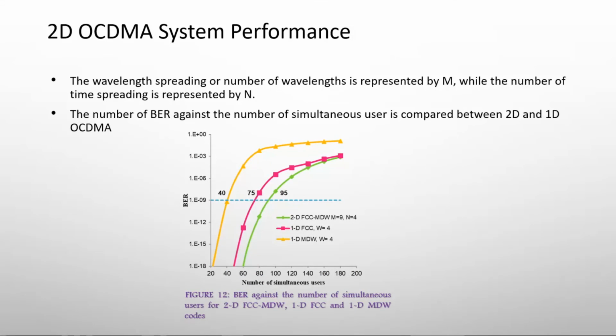Here is the BER against the number of simultaneous users, compared between 2D and 1D OCDMA. Figure 12 shows the number of simultaneous users for 2D SCC MDW, 1D SCC and 1D MDW. As you can see, 2D SCC MDW has wavelength spreading equal to 9, while the time spreading is equal to 4. The time spreading is fixed as the wavelength for SCC and MDW, which is W equals 4, the wavelength.